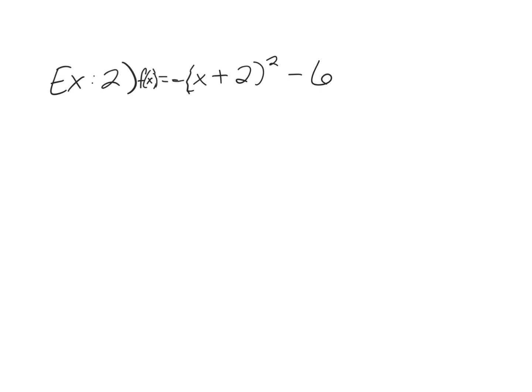So, listing key features, what's key feature number 1? Vertex. Where do I get the vertex from if it's in vertex form? H and K. What do I have to be careful with the H? X has to be negative. Yep, it's positive 2, so that turns to negative 2. What's my y value? What's my K? Oh, 6. Negative 6.